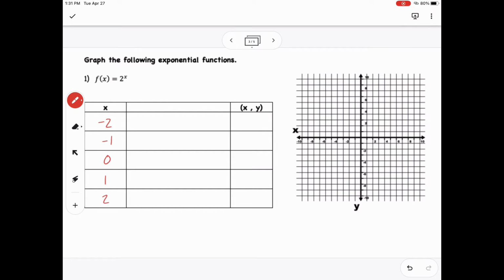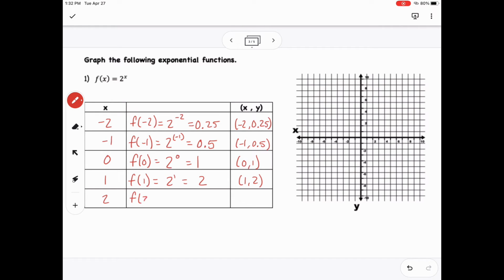This one's already created for you, but we're going to plug in -2, -1, 0, 1, and 2 into these. So plugging in -2 into this function of 2 to the x, 2 to the -2 is the same thing as 0.25 or 1/4, which, remember, our negative exponent moves the thing down, so it's really like 1 over 2 squared, which is 1 divided by 4, which is 1/4. -1 gets us 2 to the -1st, which is 0.5 or 1/2. 2 to the 0 is 1. 2 to the 1st is 2, and then 2 to the 2nd is 4.